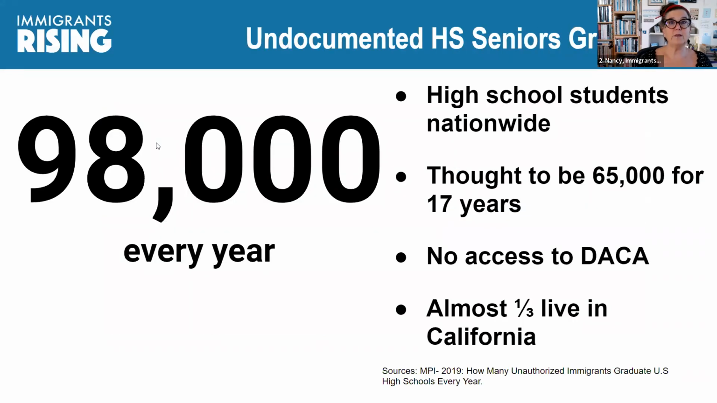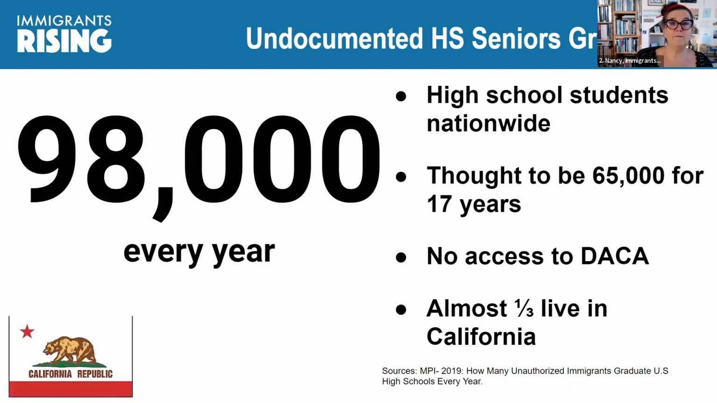And then just in terms of how many undocumented students we're talking about, there's about 98,000 students graduating from high school every year nationwide. And ever since Trump rescinded DACA in 2017, they have had no access to DACA. I think what's also really interesting for us is that one third of those individuals actually live in California. And so at least 33,000 students each year are graduating from California high schools that are undocumented.